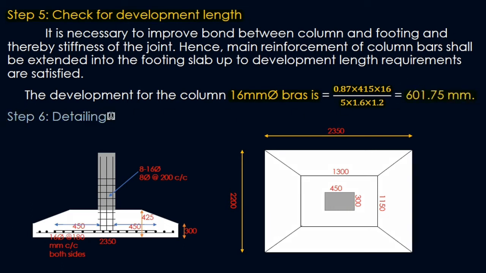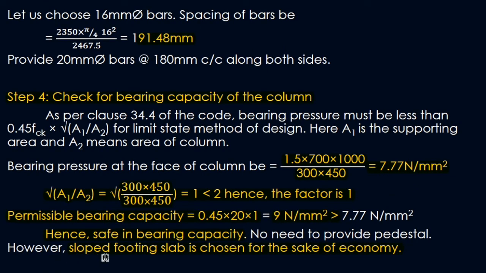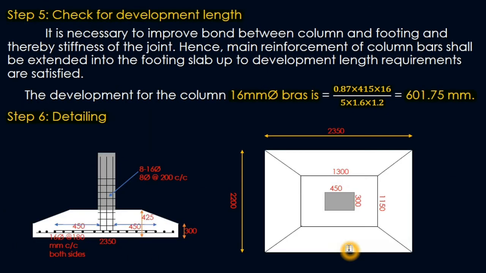So step 6 is the detailing. Detailing is very important in this footing. First of all, you have to draw a neat footing. What I am showing in the figure, try to draw the same thing. I have chosen a sloped footing for the sake of economy. The distance from this bar to this is 450, and the same from this to this is 450. I have used 16 dia bars at the rate of 180 mm center to center on both sides, one side at a time.